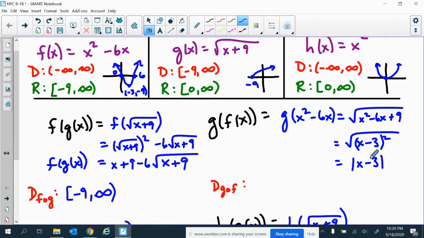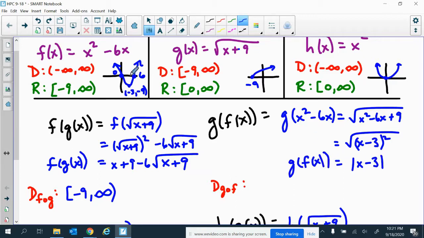Now, why does it become the absolute value? Because the inside of this can never be negative. So that means that when I take the square root of x minus 3 squared, if I had some kind of negative number on the inside, the squared turns it into a positive. And so I have the absolute value of this. So that's g of f of x.